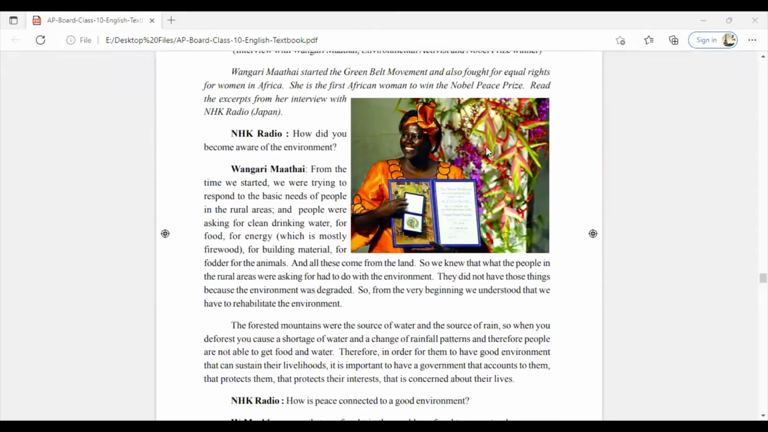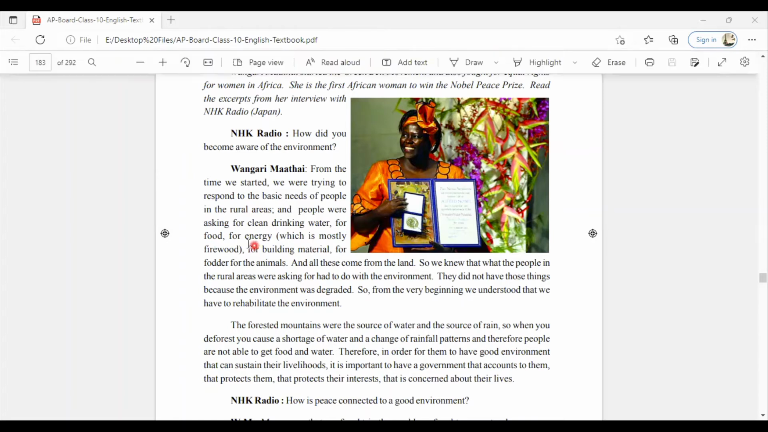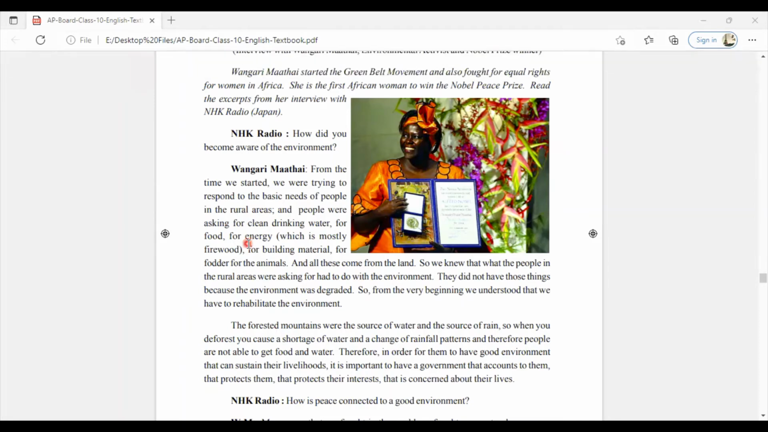From the very beginning, Wangari Maathai understood that she has to rehabilitate the environment, as the rural people were asking for clean drinking water, food and energy. Along with that, they also asked for some building materials and fodder for animals. Fodder is food for the farm animals. Farm animals will have a different type of food, right? So the people were asking all these things.